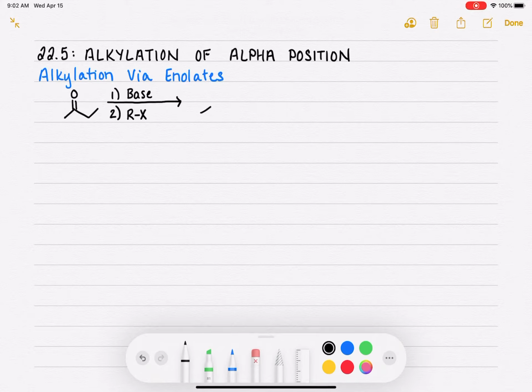And what you end up getting, so the base is going to deprotonate one of the alpha carbons, maybe the deprotonation would take place here, or the deprotonation could take place at this alpha carbon, one or the other. And so you're going to make an enolate. And whichever alpha carbon you deprotonate, that is where the R group will attach, the R from the alkyl halide. It's going to end up going on whichever alpha carbon gets deprotonated.